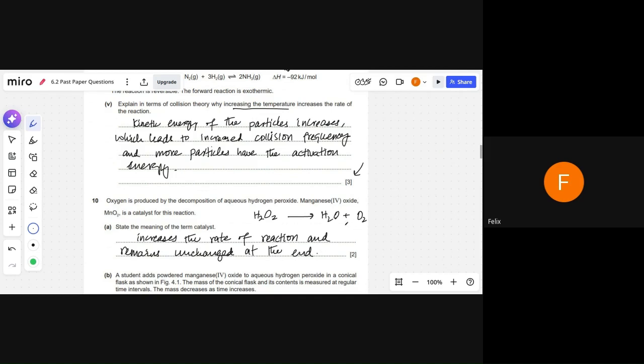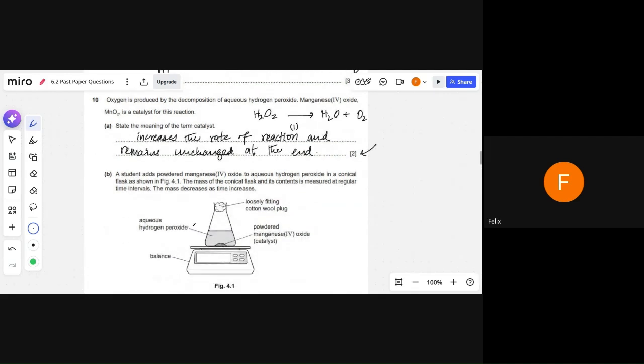So again, why am I writing two statements? Because this question has 2 marks. Just saying that it increases the rate of reaction will only give you 1 mark, and you have to gain another mark. You have to write another characteristic of a catalyst, that it remains unchanged at the end. So I hope this is clear. Now we move on to the next one.